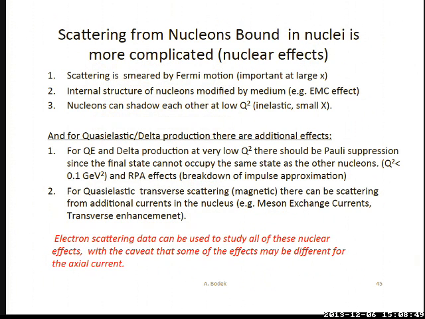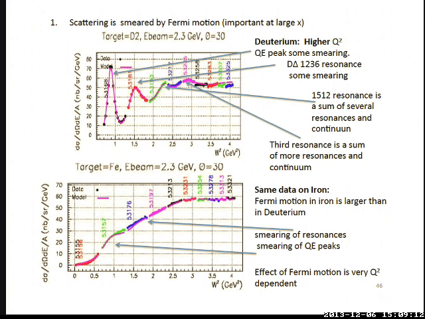Okay. So, scattering from bound nucleons in nuclei. Now we have to worry about Fermi motion, which is important at low x. We're going to talk about the EMC effect. We're going to do shadowing and anti-shadowing. And of course, we have all those other issues in the quasi-elastic, which we talked about for many, many hours. So I just want to give you a feeling for what happens when you go between deuterium and iron. This is deuterium, and this is iron for the same kinematics. The Fermi motion does a lot.